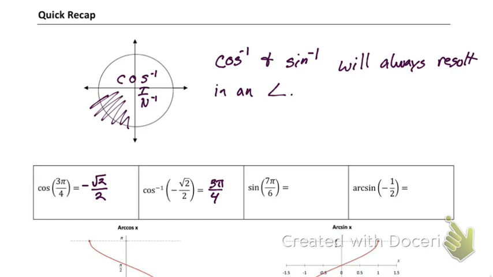Can someone give me the sine of 7 pi over 6? Jacob. Negative 1/2. Can someone give me the arc sine of negative 1/2? Priya? Negative pi over 6. And that is because 7 pi over 6 does not exist in sine land. That's part of the no-no land. So you need to find that coterminal angle, which is negative pi over 6.